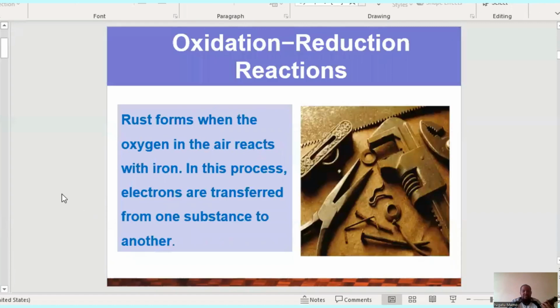Okay, let's start with oxidation and reduction reactions. There are different kinds of oxidation reactions that we have in every day of our life. The first one, the most common one, is rusting. Rusting is an oxidation-reduction reaction. Rust forms when the oxygen in the air reacts with iron. In this process, electrons are transferred from iron to oxygen.